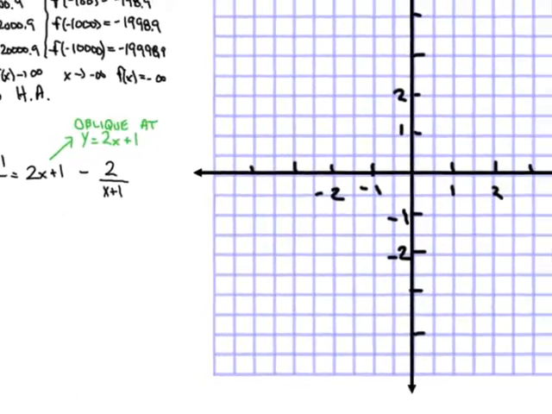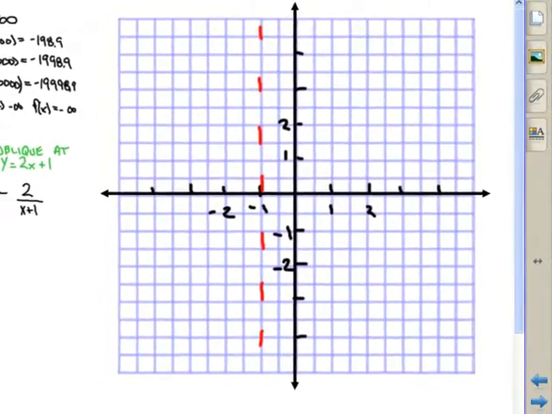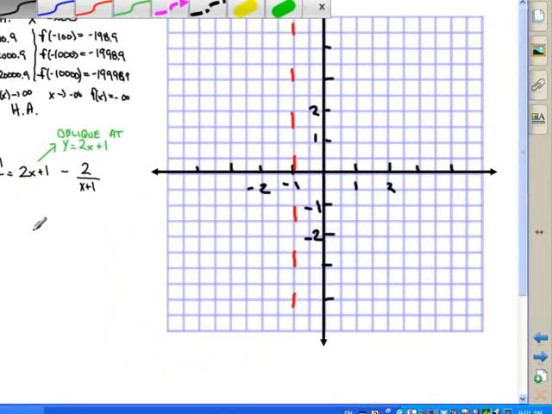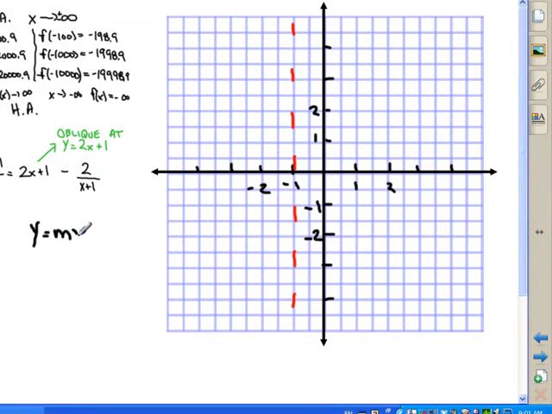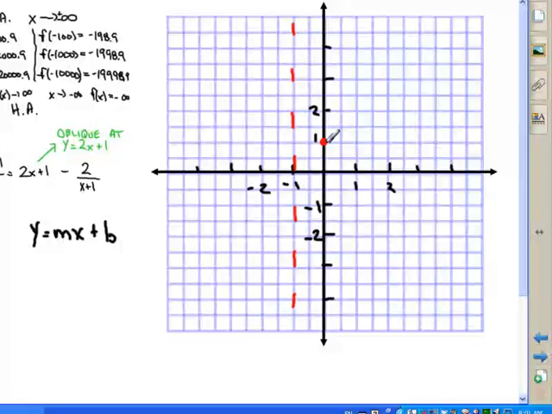So we know we have a vertical asymptote at x equals negative 1, but there is an oblique asymptote at 2x plus 1. And let's just recall that's of the form y equals mx plus b. b is the y-intercept. So at positive 1 we have the y-intercept for this oblique asymptote, and then our asymptote goes up 2 and over 1. It rises 2. And it can also go down 2 and to the left 1.